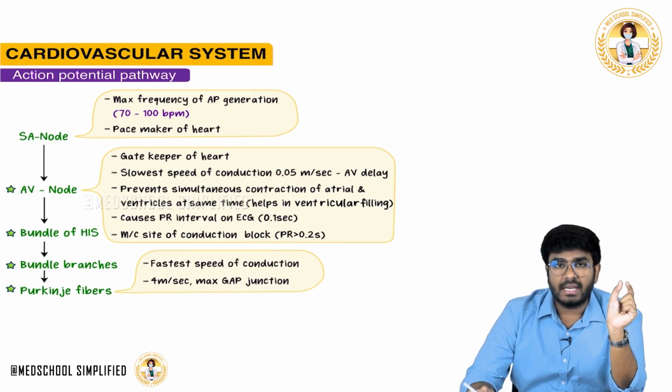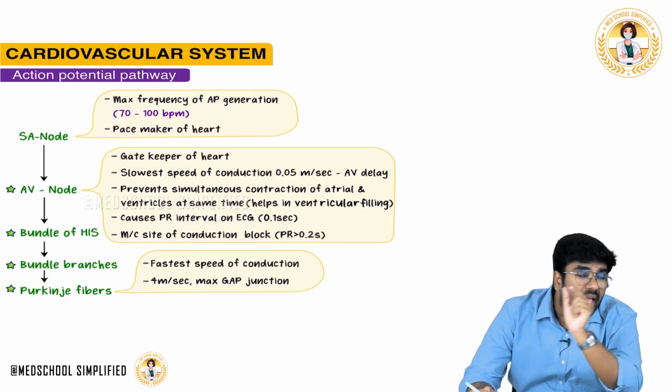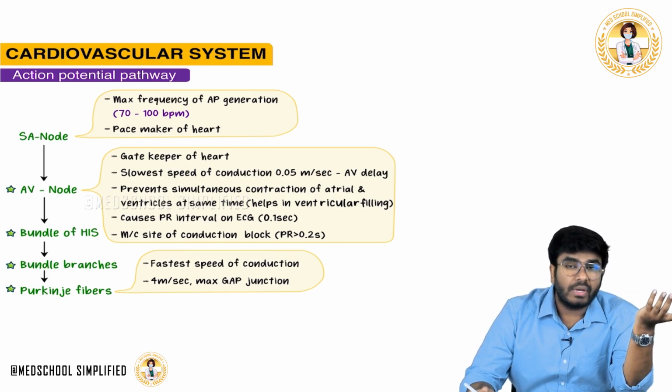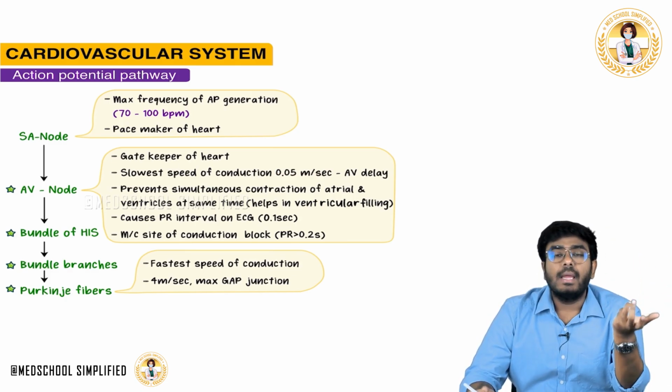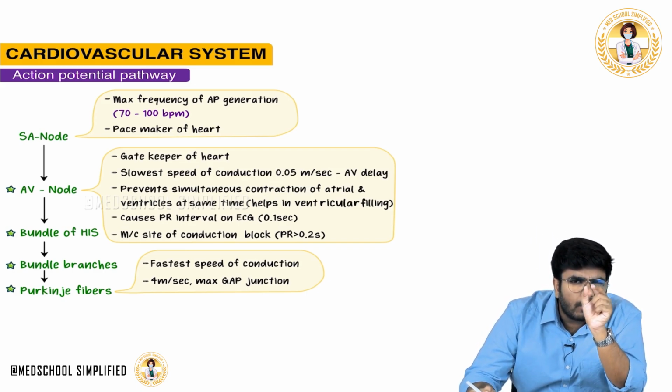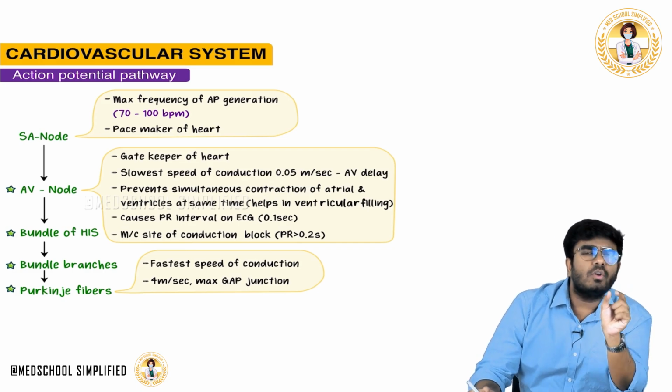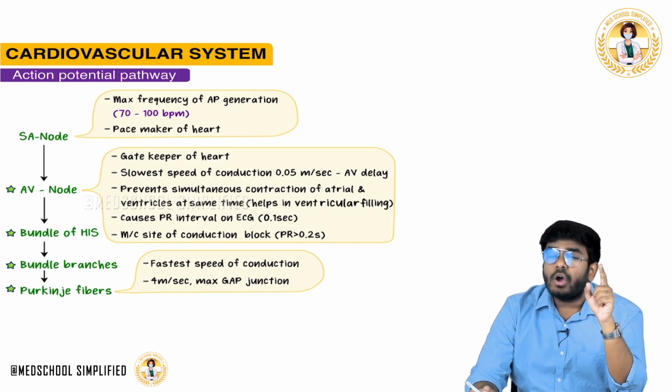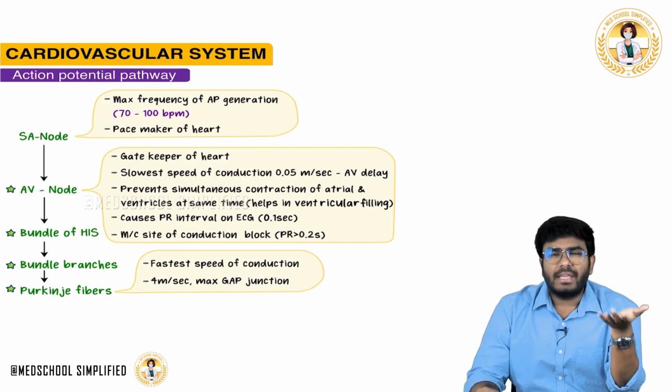Actually, this is electricity, guys. Electricity can travel almost with the speed of light. But in the AV node, what is happening? This action potential is now only moving with a speed of 0.05 meters per second. So because of that, there is AV nodal delay.